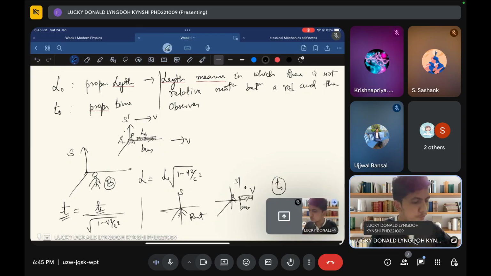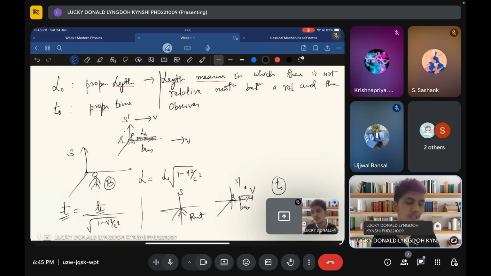So proper length is the length you measure when there is no relative motion between you and the object that you measure. But if that object is moving and you try to measure it, then you will not get the proper length, but what is called length contraction: L equal to L naught root over 1 minus v square by c square.